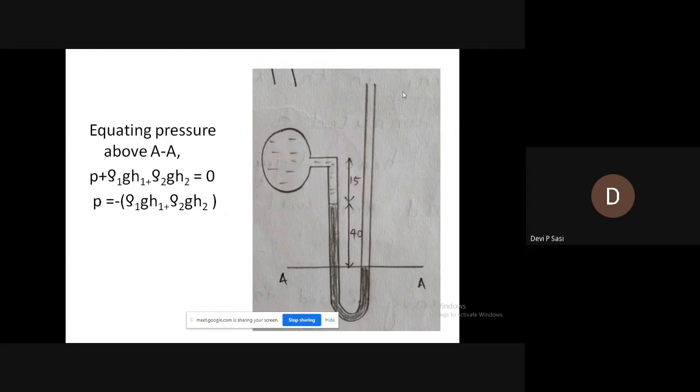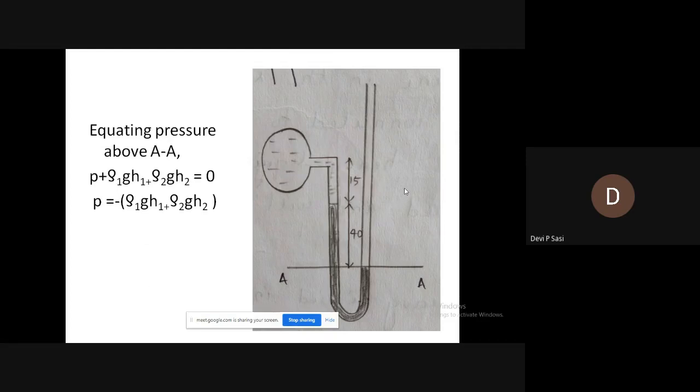Find the vacuum pressure in the pipe if the difference of mercury level in the two limbs is 40 centimeter. So, two things are given. One is it is having vacuum pressure. So, since it is having vacuum pressure, you can understand that the right limb is empty. You can see the right limb is empty, because it possesses vacuum pressure.